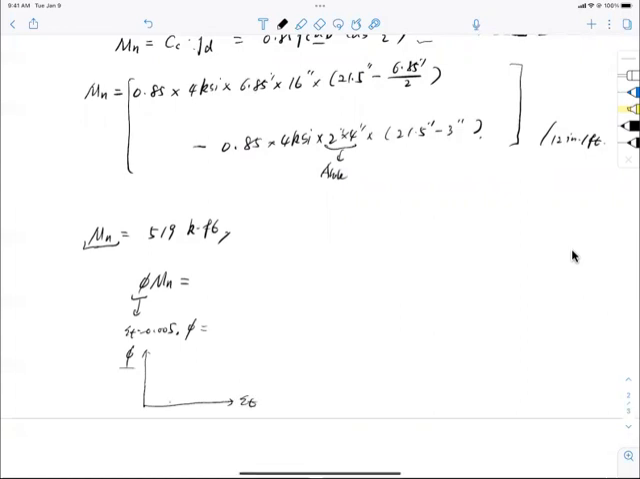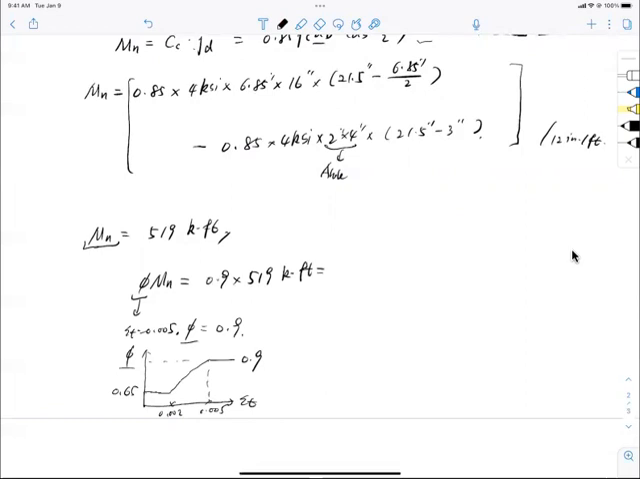So when epsilon t is smaller than 0.002, what would be my phi? 0.65. There you go. And if I have 0.005 or beyond that, what would my phi be? 0.9. There you go. So what would be the phi in this case? That would be 0.9, exactly. Thank you so much. So that is my phi. With that, we can compute the final capacity of this thing.